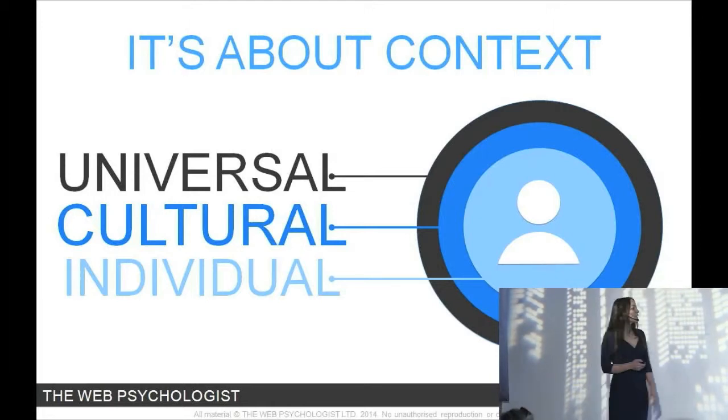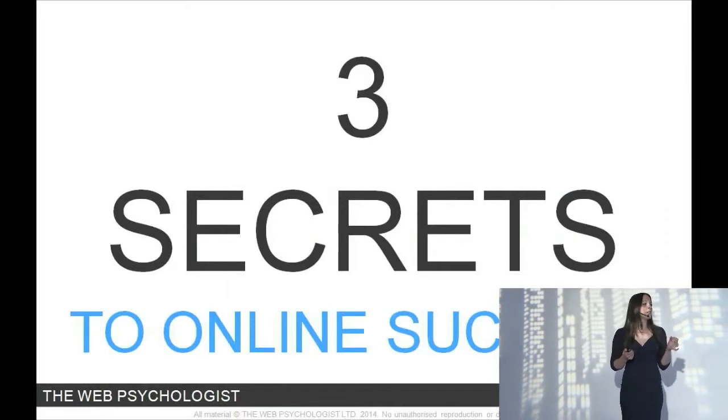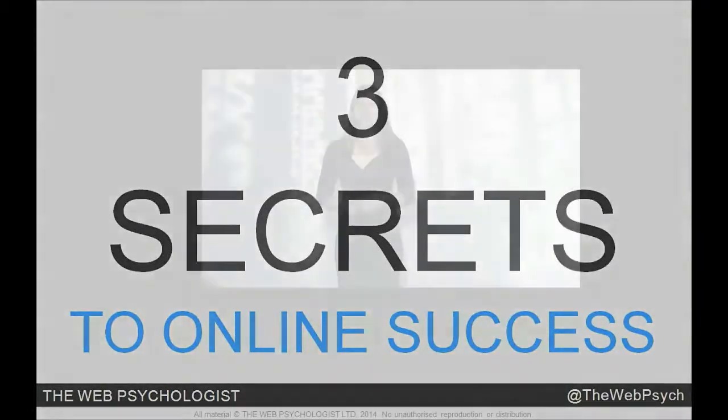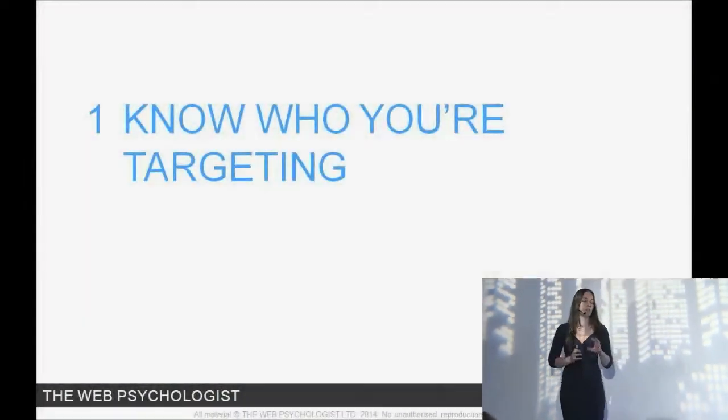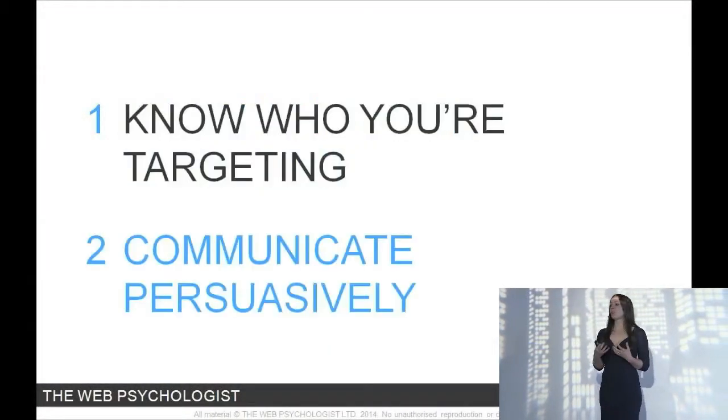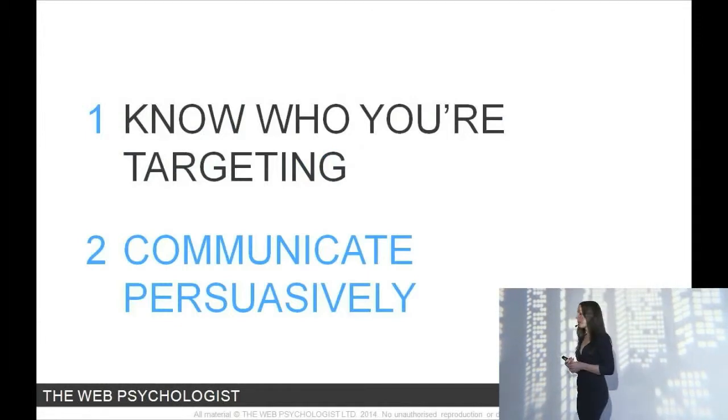Anyway, so with all the research that I did, I found that there are really three key secrets to online success. The first, know your targeting. Understand the psychological context of the people you're trying to reach. So universal, cultural, individual. Once you understand their psychography, you can then begin to communicate more persuasively.